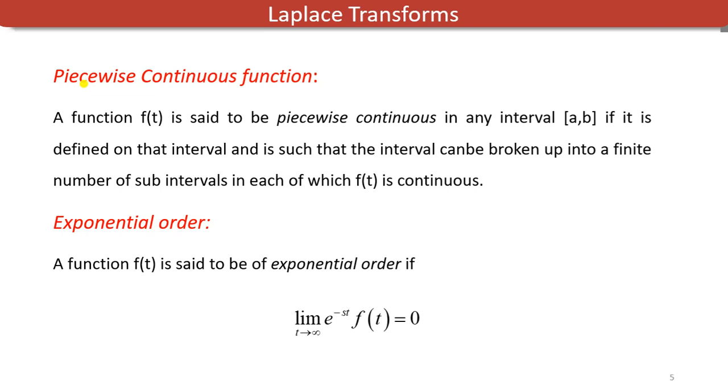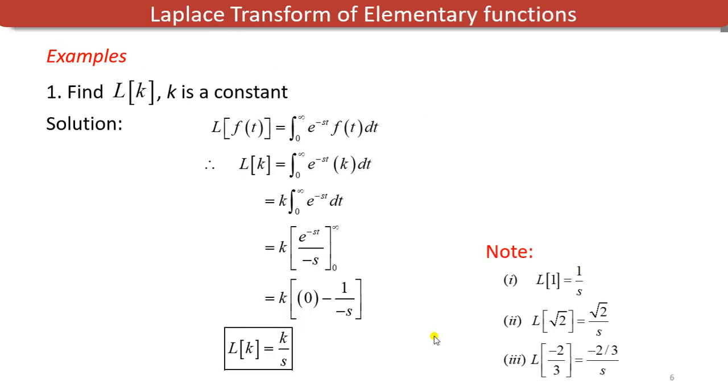A function f of t is said to be piecewise continuous in any interval a comma b if it is defined on that interval and is such that the interval can be broken up into a finite number of subintervals in each of which f of t is continuous. Next one, exponential order. A function f of t is said to be of exponential order if limit t tend to infinity e power minus st f of t is equal to 0.